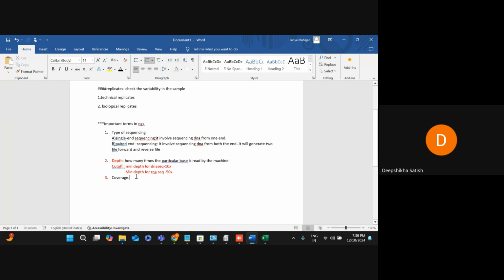Now coverage means how many reads are able to cover the reference genome. That is what the coverage is.